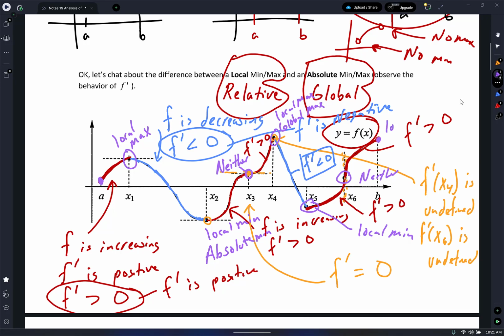This is a local max, because it's the biggest one in the vicinity. And it's not a global, is it? No, because it looks like x4 is bigger than that. And let's go back to letter A, because I didn't classify letter A. Letter A is a local what? Local min. Does that make sense? Yeah, and there it is.